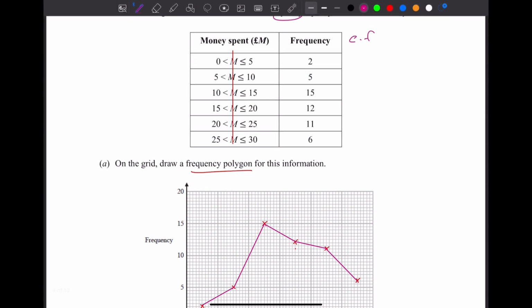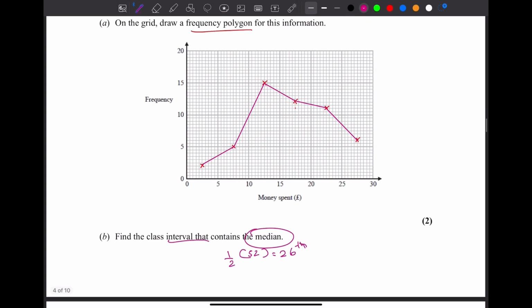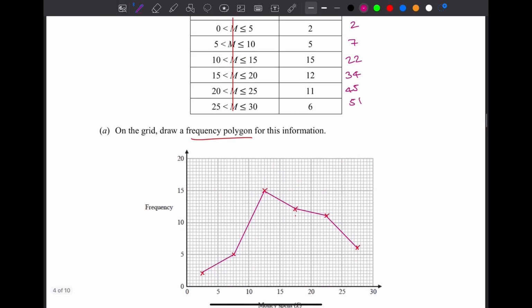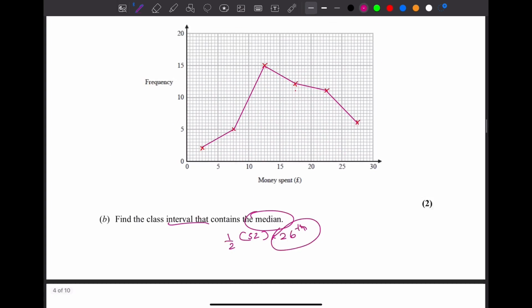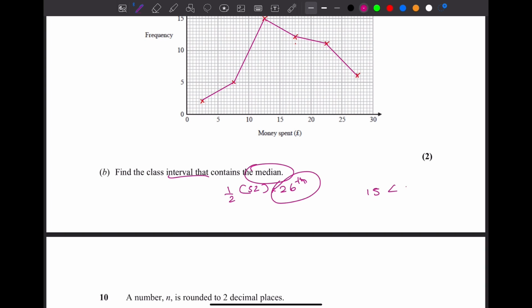I will do the cumulative frequency on it, which is 2, 7, 22, 34, 45, 51. And you want a number that is just bigger than 26. Is 2 bigger? Nope. Is 7 bigger than 26? Nope. Is 22 bigger than 26? Nope. Is 34 bigger than 26? Yes. That's the one. 15 to 20. 15 and 20. That's the answer because it's just the interval.